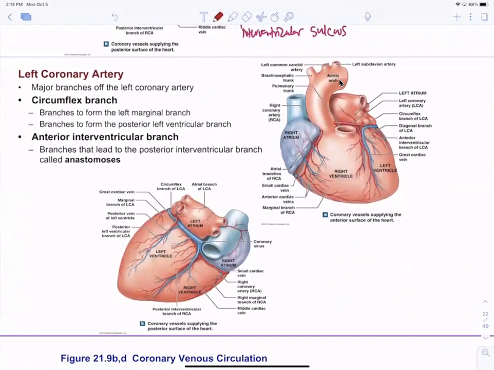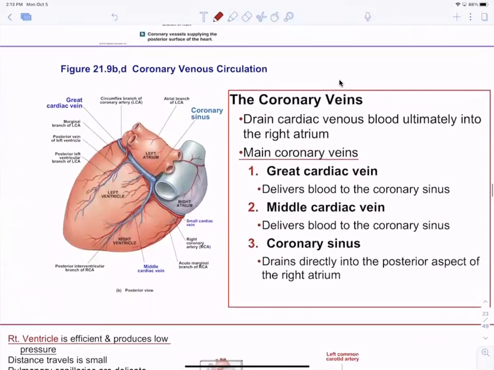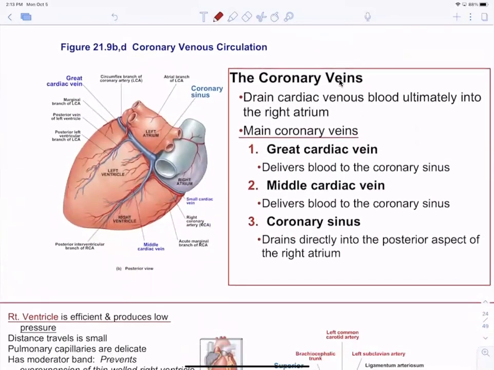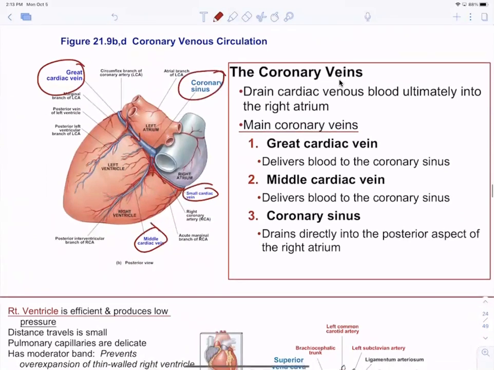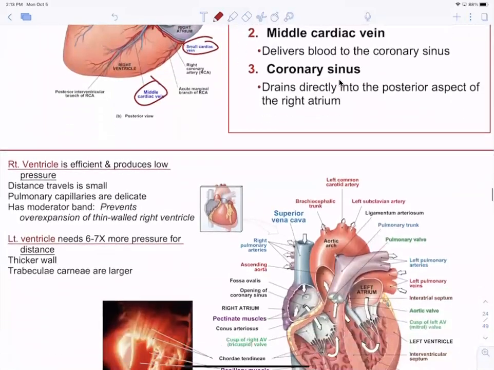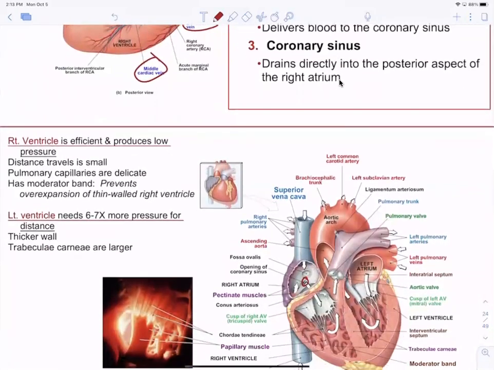Again, the pulmonary trunk's been removed, so you can see where the right and left coronary artery originate. Coronary veins, again, you have the small, the middle, and the great, and they all merge into the coronary sinus, which is here, which opens up and brings that blood back to the right atrium here at the opening of the coronary sinus.